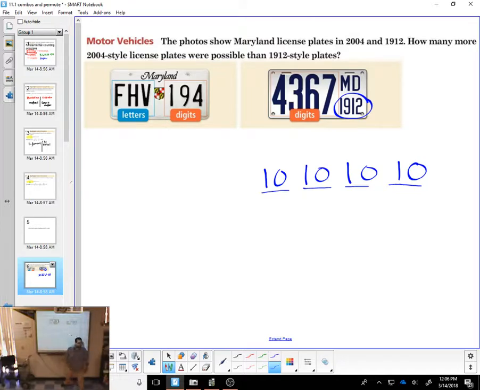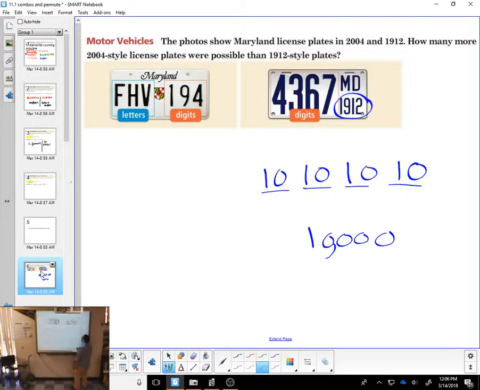So that means that I can make how many different ones? I'm just going to go 10 to the 4th in my calculator. 10 to the 4th would give me 1, then 4 zeros. So I've got 10,000 different plates. That's a lot. Is it enough to meet what we need right now? No, especially not in Maryland, right?